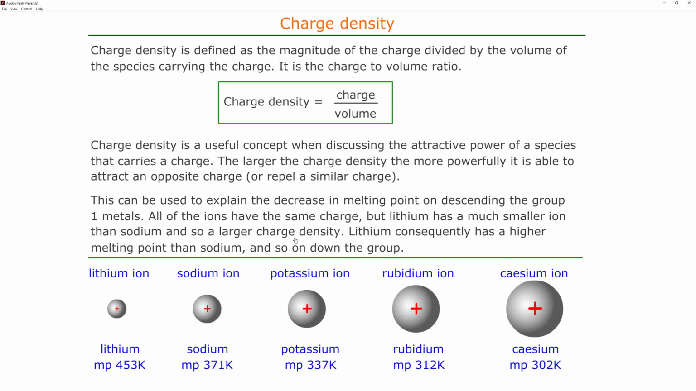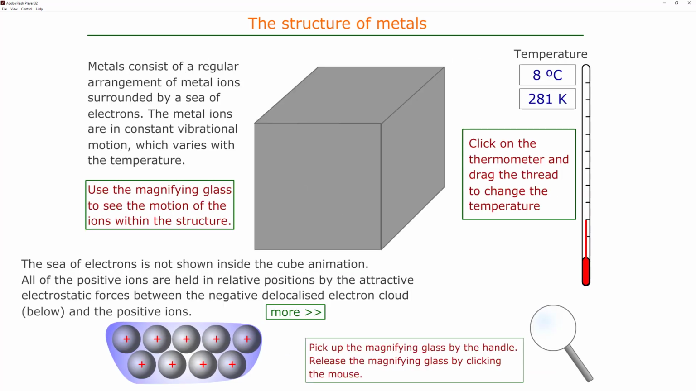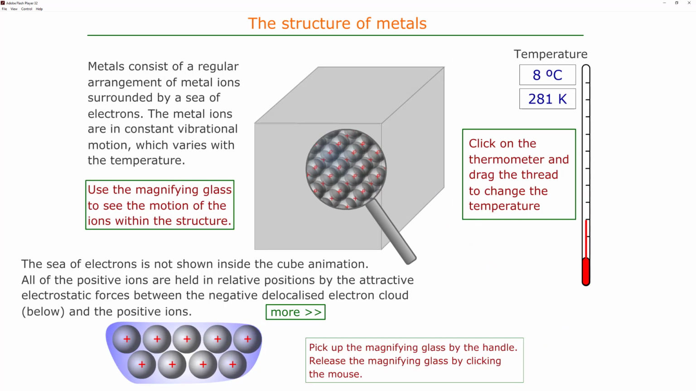So the two factors that affect the bonding strength within a metal are the magnitude of the charge on the metal ion and the number of electrons it provides to the lattice, which will be the same as the magnitude, and also the charge density of the metal ion. The bigger the ion, the weaker the forces. Now, using this model of metallic structure, we can explain the properties of metals.